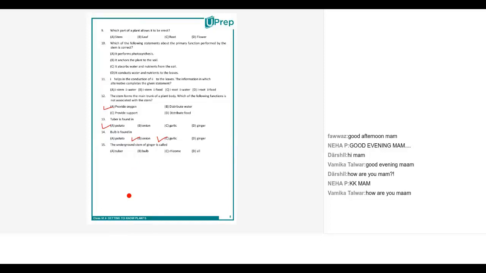Next. 15. The underground stem of ginger is called A. tuber, B. bulb, C. racemose, D. all. Ma'am, C. racemose. No, it's not racemose. It's rhizome. Sorry, ma'am. It's rhizome, right? R-H-I is rye, and rhizome. Ma'am, I got confused with the flower. We studied about the flower parts, right? I know. Arrangement of flowers, racemose is what you were saying. Okay. Yeah. Good.